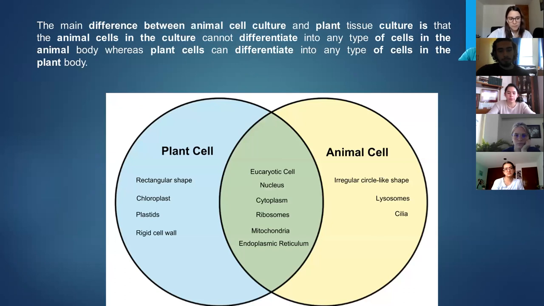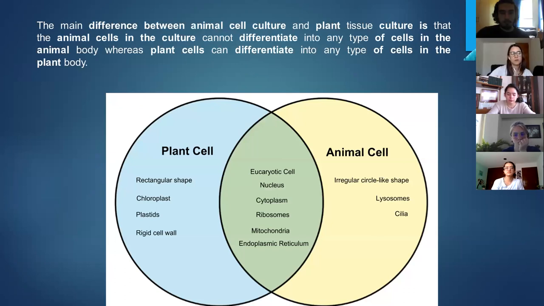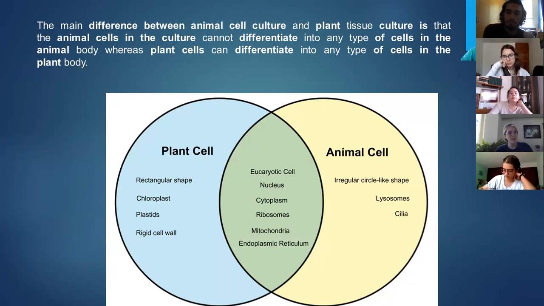Okay, so here it is important to find out the basic differences between the organelles that exist in these two cell systems, animal cell culture and plant cell culture. They have these things in common, but they have these differences. So keep in mind that chloroplasts are unique to the plant cell, plastids are unique to the plant cell, the cell wall is unique to the plant cell, and the shape is different. The animal cell is more like a circle, more rounded, and the plant cell is more cuadradito, rectangular. Okay.